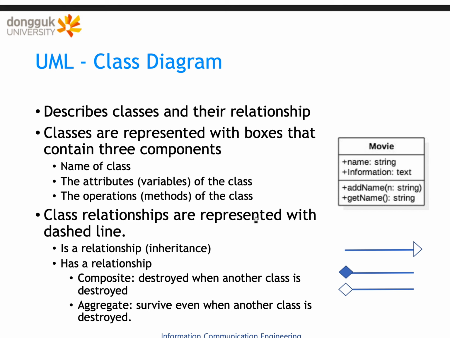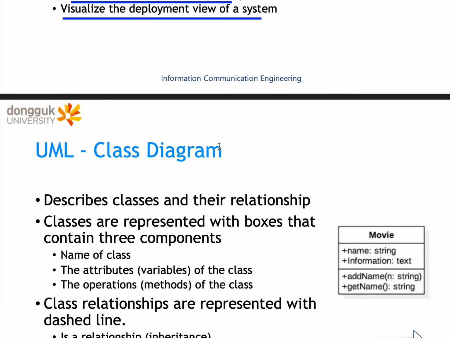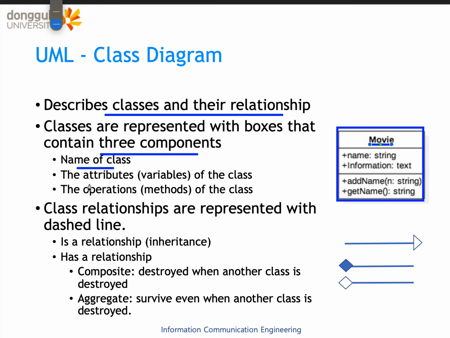As I told you, in this class, the class diagram describes classes and interfaces. The class diagram describes classes and their relationships, and classes are represented with boxes like this. The boxes contain three components. One is the name of the class. Then the attributes, in other words, variables, here, and operations here.